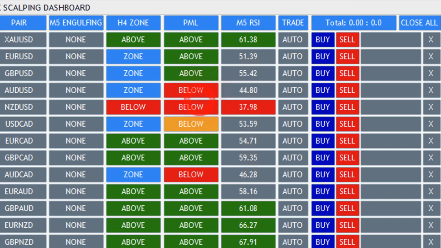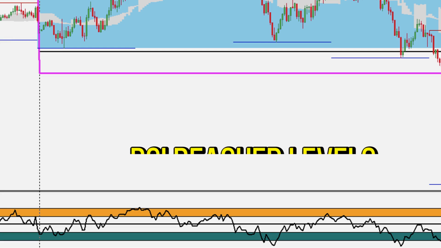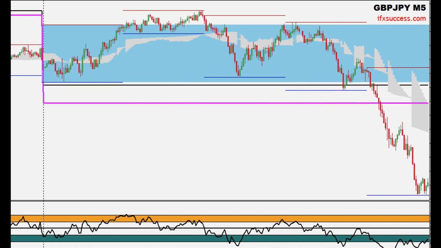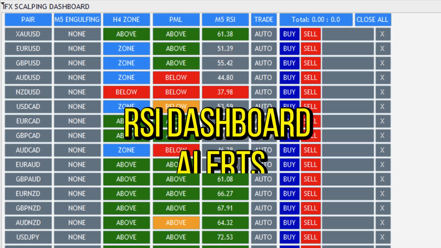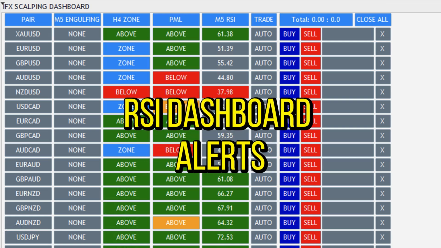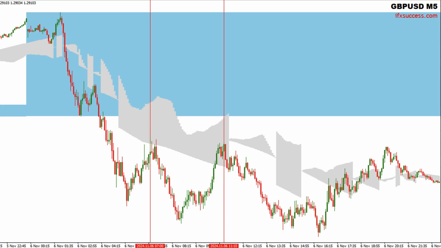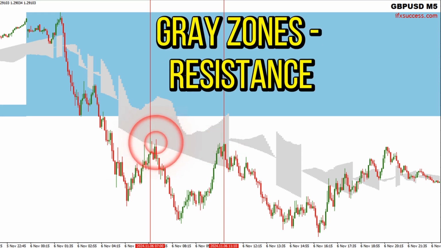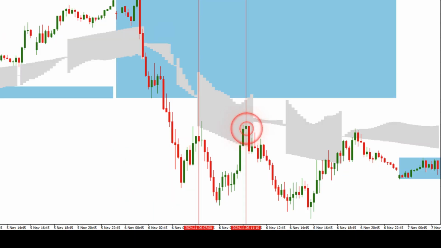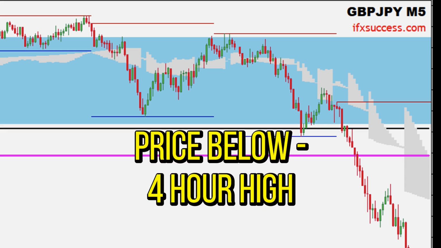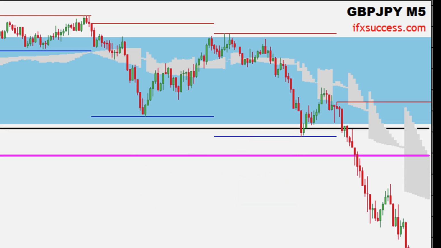On the dashboard, this is shown in the PML column as below. Next, check the RSI for levels between 60 and 70, signaling a pullback that may offer a sell opportunity. You can wait for RSI alerts using the dashboard's M5 RSI column or monitor the chart directly. Verify that the price is within or below the gray pullback zone on M5, M15, or H1, which acts as dynamic resistance. Ideally, the price should also be below the prior 4-hour high for additional confirmation of bearish momentum.